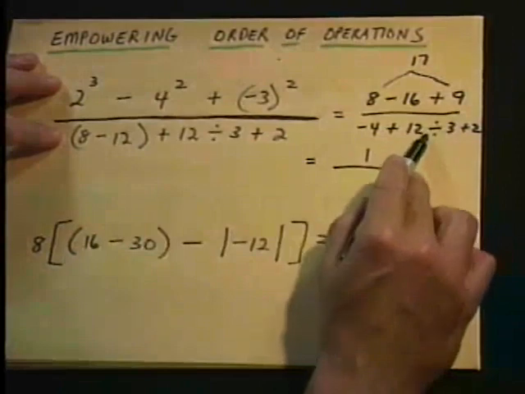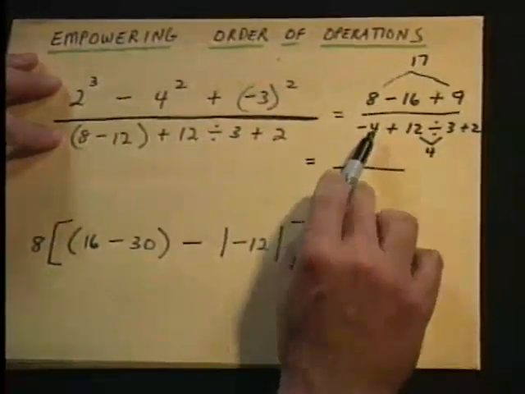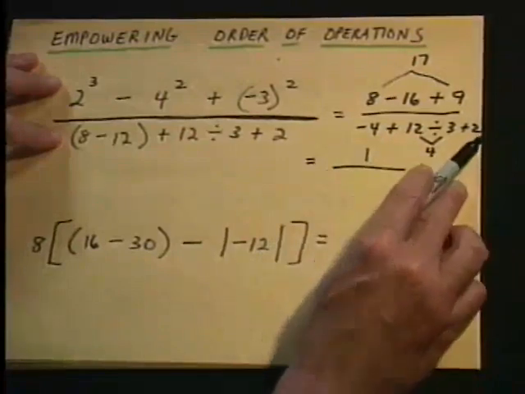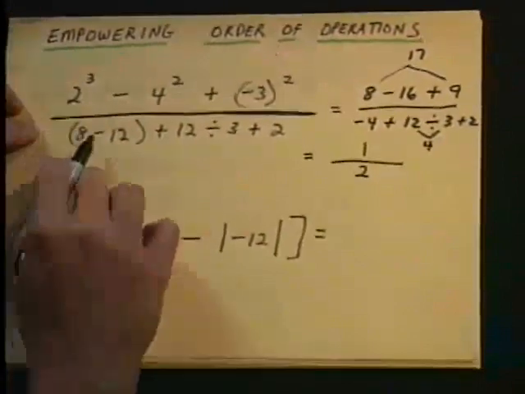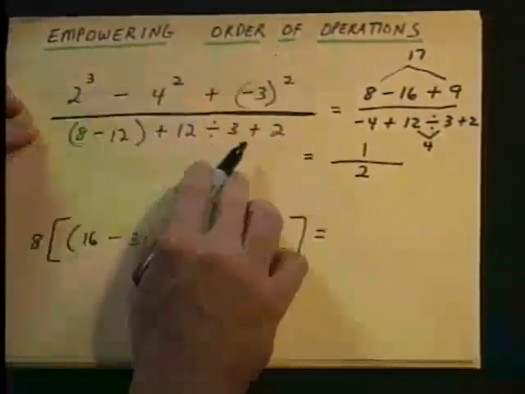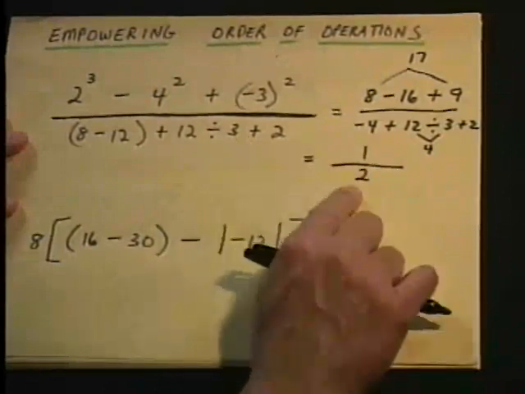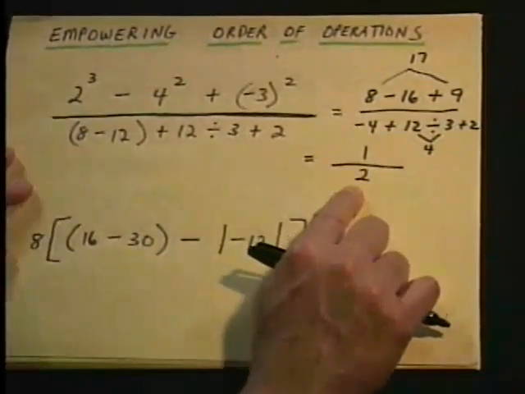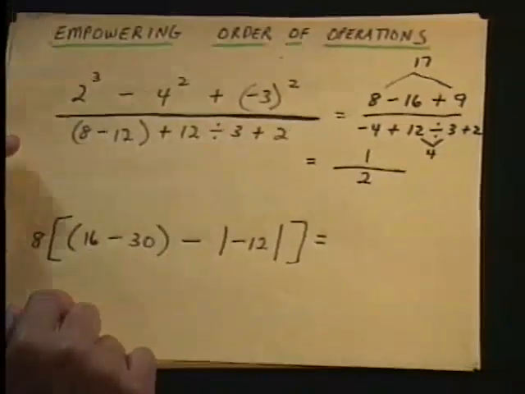12 divided by 3, doing this division here is going to give us a 4, and we end up with a negative 4 plus 4 plus 2 gives us a total of 2 in the bottom. So this big, gargantuan, ugly-looking beast that we started with simply came out, if we did our order of operations right, to the simple, humble fraction of 1/2. All right, so don't look at these and be intimidated.